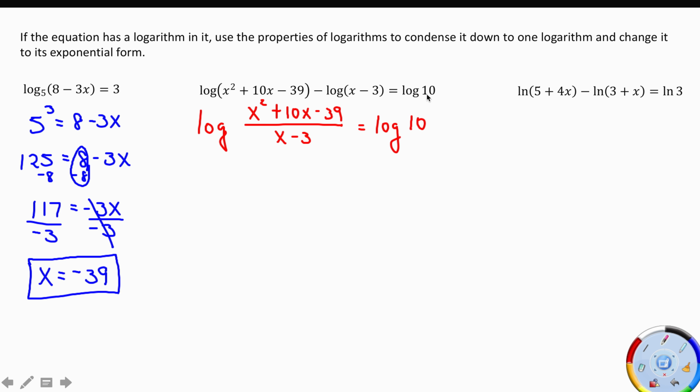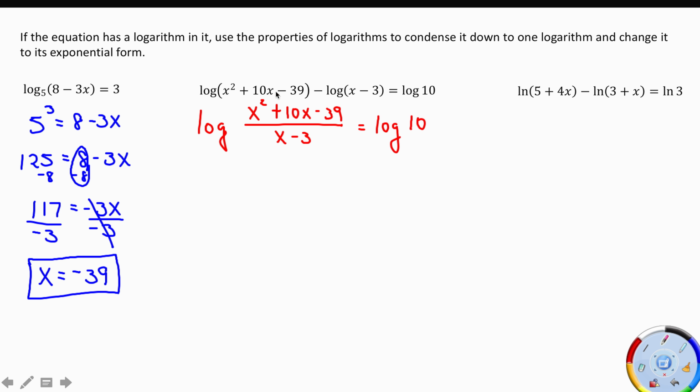Oh, log 10, look, log 10, that could be a 1. We're going to talk about that more. I'm going to leave it like this for right now. We're going to look at 2 or 3 things just for us to think about. Whichever way you feel comfortable is fine.